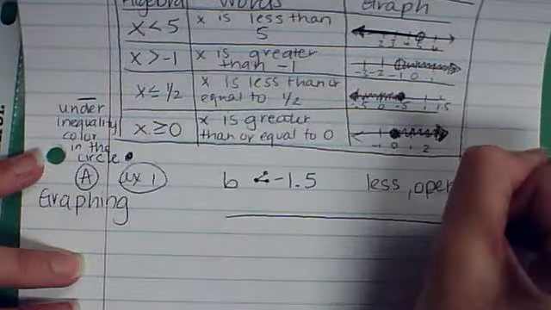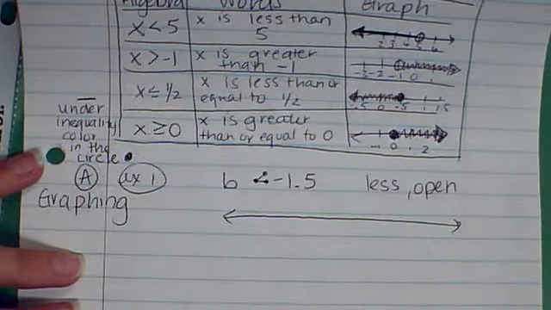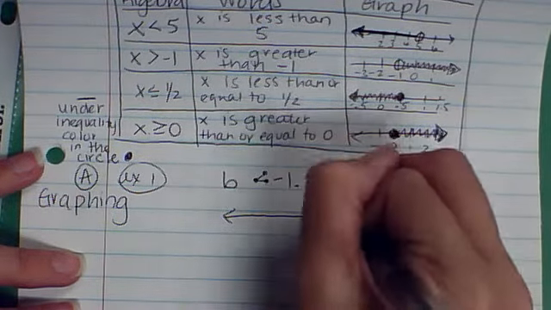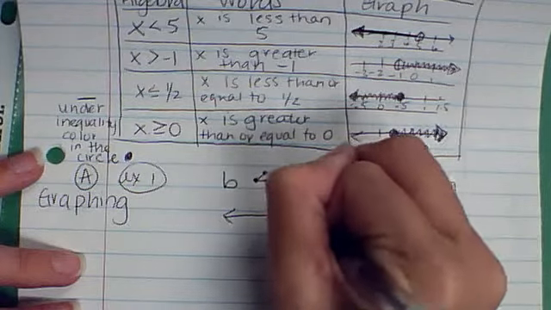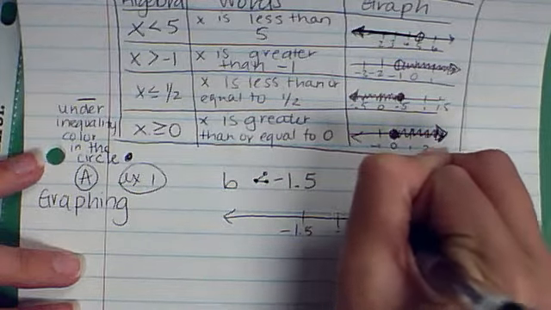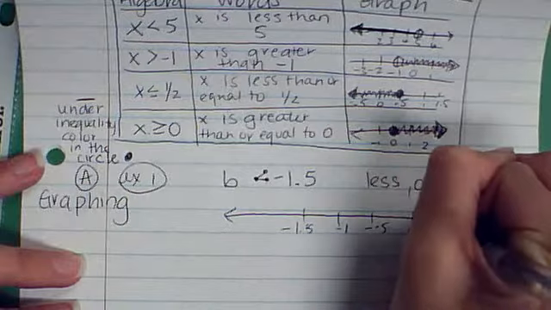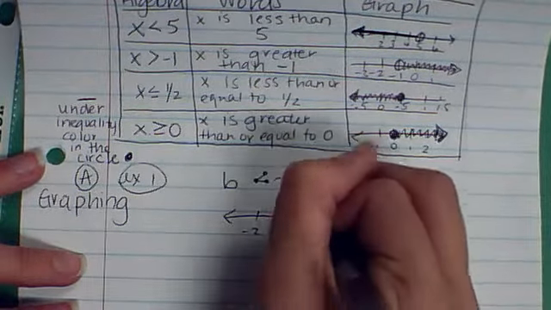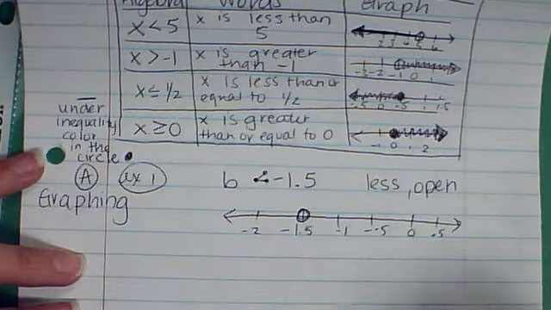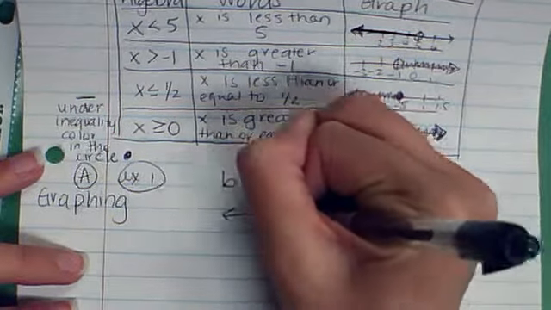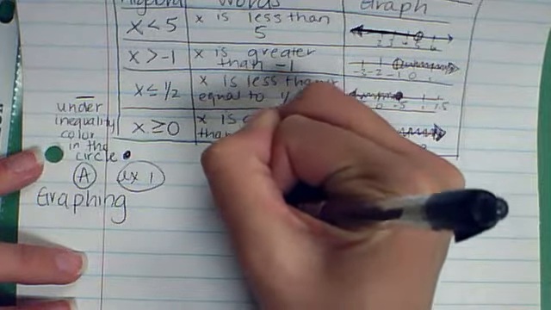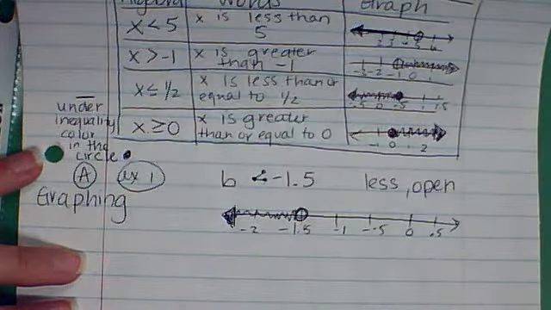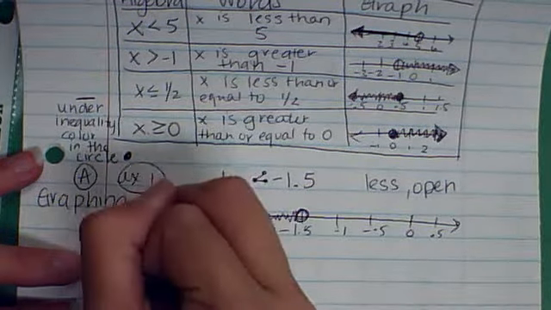I'm going to draw my number line. I'm going to put numbers on there like negative 1.5, negative 1, negative 0.5, 0, 0.5, on and on and on. Negative 2. I'm going to do an open circle at negative 1.5, and the numbers less than that would be shaded to the left. And that's my answer. Let's try one more like that.